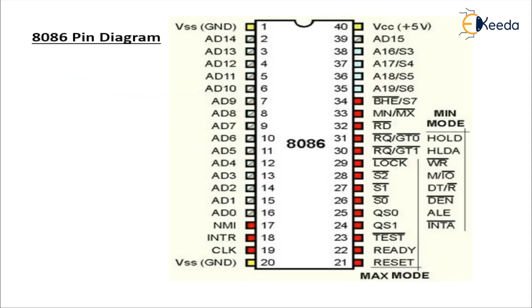I also explained the ground: pins 1 and 20 are ground, and pin 40 is the power supply VCC. How much power are we giving? Plus 5 volts. And reset: what is the use of reset? By clicking reset, all the registers are set to 0. The 8086 microprocessor has a 20-bit address bus and a 16-bit data bus.